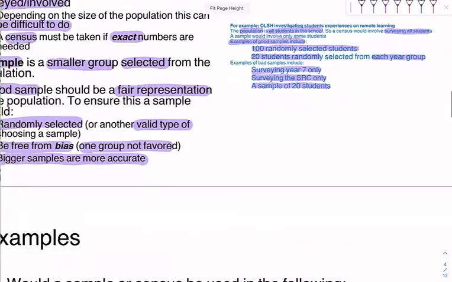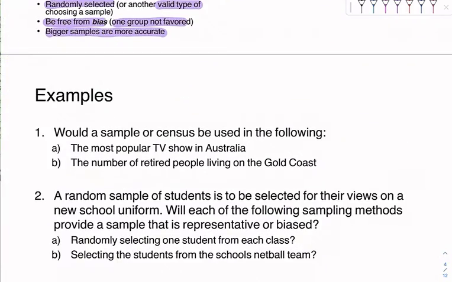Okay, so coming down to our example now. First of all, we are looking at would a sample or census be used for the following. So the first one is the most popular TV show in Australia. Now, in this case, this is more of an opinion-based thing. I don't need an exact number to determine that. It's an opinion situation as well. So I can just use a sample in this case, and that's it.